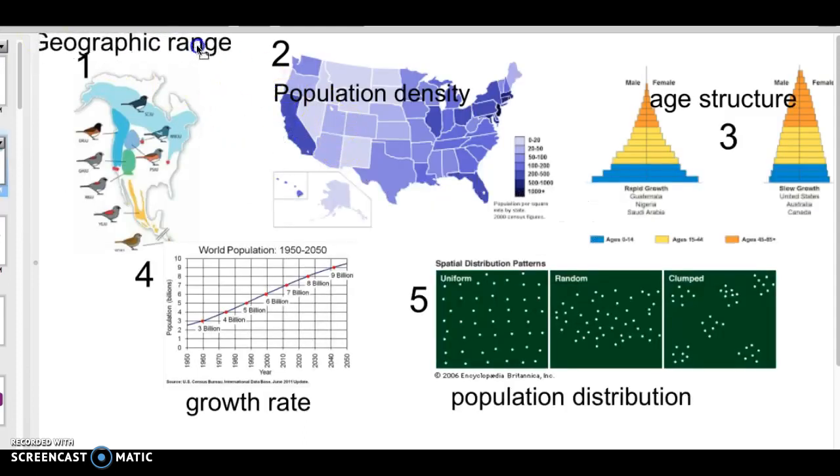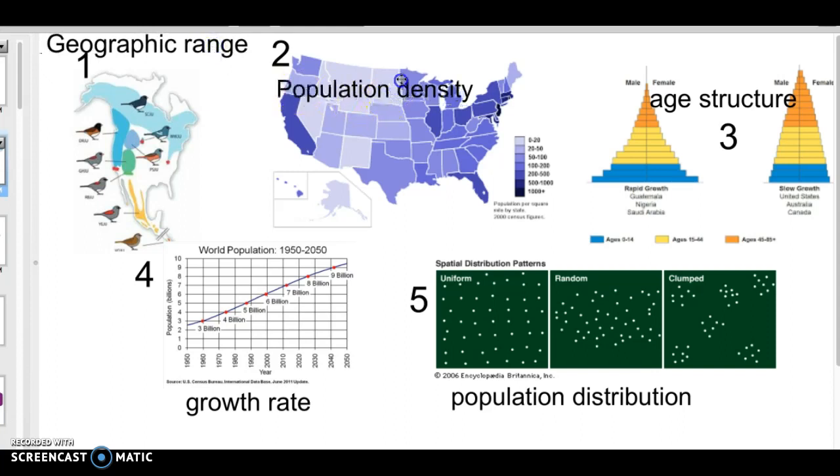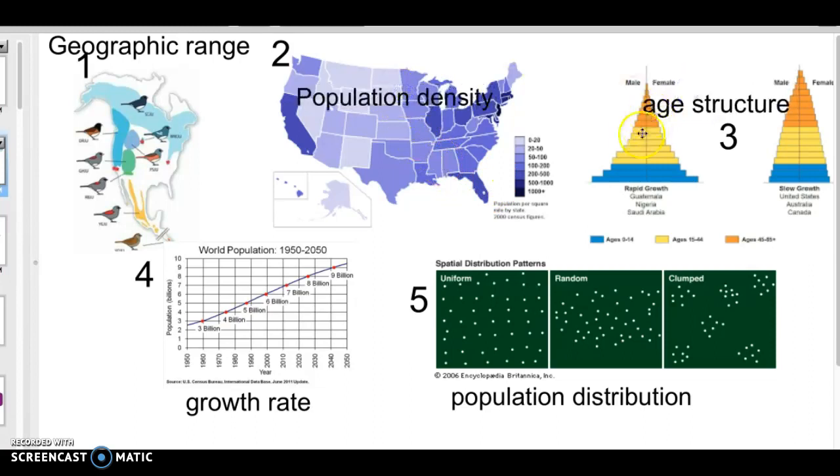All right, so talking about ecologists and how they study populations, they look at 5 things. The first thing to look at is geographical range, so the area that the population is inhabiting. How big is that area? They also look at population density, so they look at how many individuals are in that area. So there's a number per area of the number of individuals. They look at age structure, so they look at how many and how old the population of organisms are.